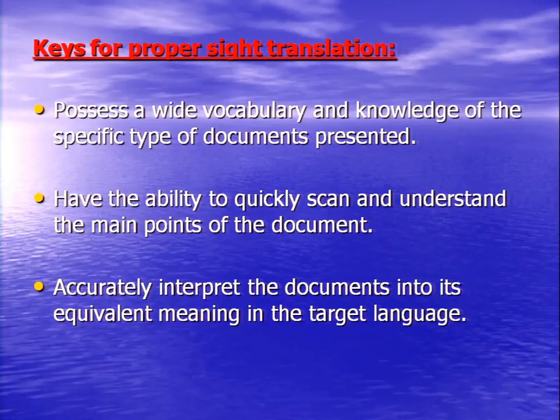So these are some keys for proper sight translation. Possess a wide vocabulary and knowledge. You cannot interpret something you don't understand. And have the ability to quickly scan and understand the main points of documents, and accurately interpret the document into equivalent meaning in the target language. The handout I gave you is actually from an exam, court certification for Arabic interpreters. They give you a similar text, 250 words I guess, and you do the interpreting for this document.